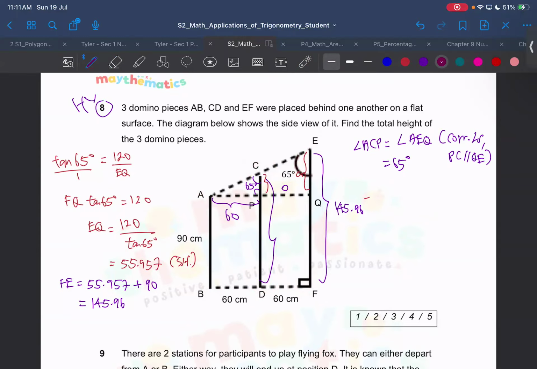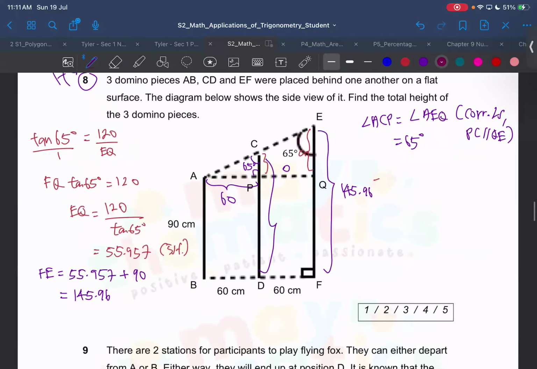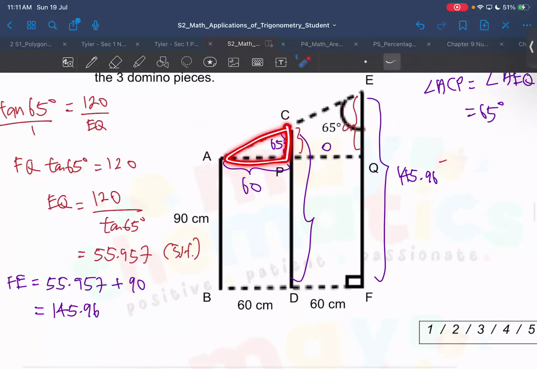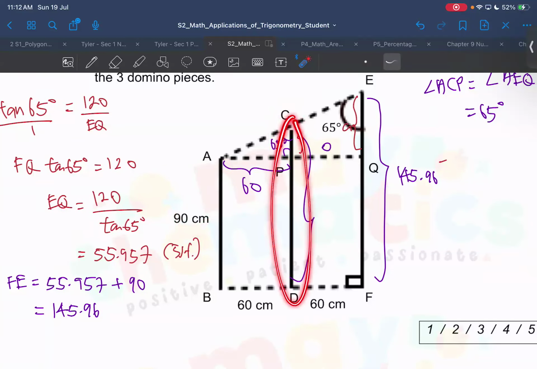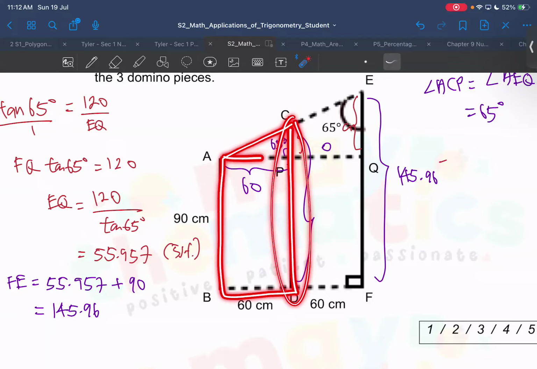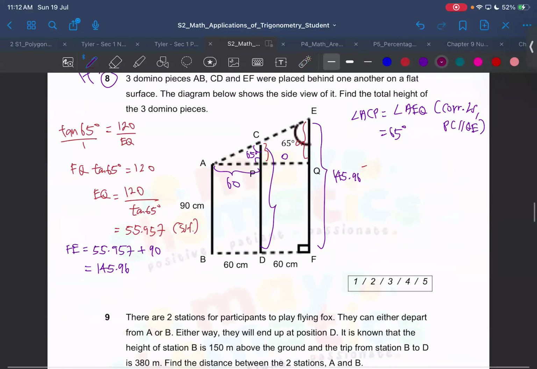Oh, I think we did half of it already. Okay, so to find CD, we have a right angled triangle here, correct? So we can first find CP, then later add my 90 cm, correct or not? We can't find CD straight away because this is not a right angled triangle. This is a trapezium, correct? So the only way is to split this into a right angled triangle, then later add the length. Okay, so find CP first.